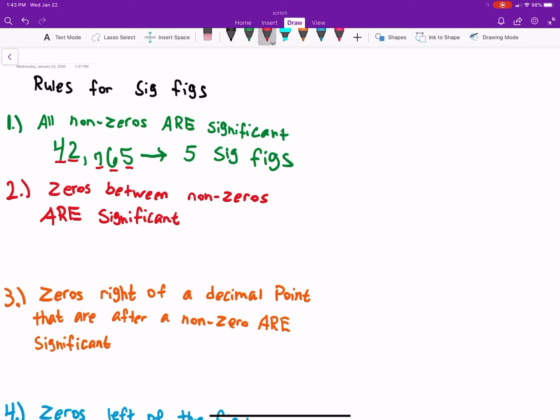Zeros between non-zeros are significant. So 7.008, these zeros are between 2 non-zeros. So those are significant. So we would say this has 4 sig figs.